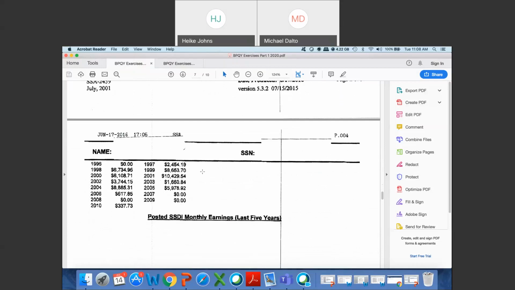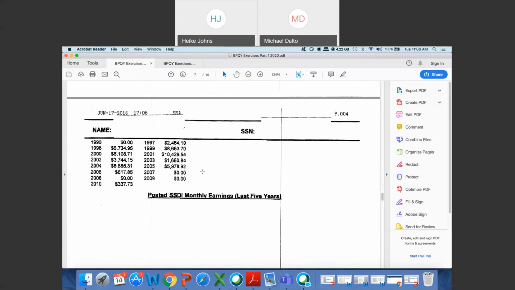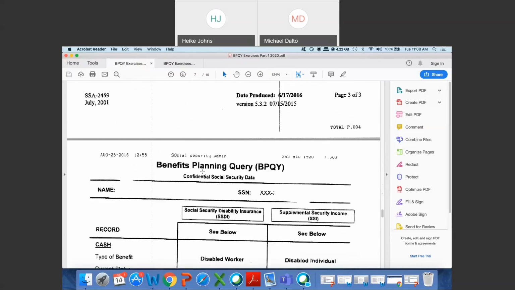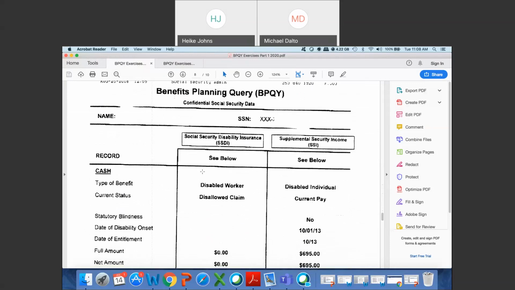Because they have no reported earnings by the IRS after 2010, which means they probably didn't work at all. And finally, we're going to look at one more BPQY, this one for a person receiving only SSI.